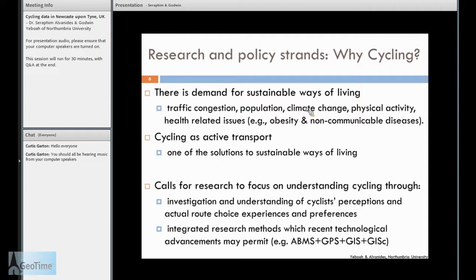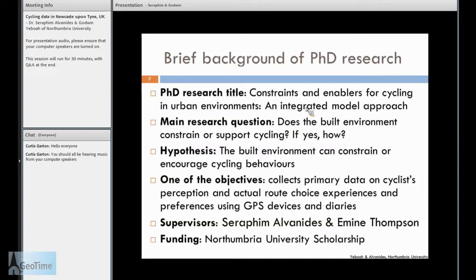And in terms of how do we understand cycling, there's various approaches from ethnologic and very sociological to more quantitative approaches about trying to understand why cyclists take specific routes and whether there's any way we can model this process. So I'm going to hand over now to Godwin, who will explain the background of his PhD research.